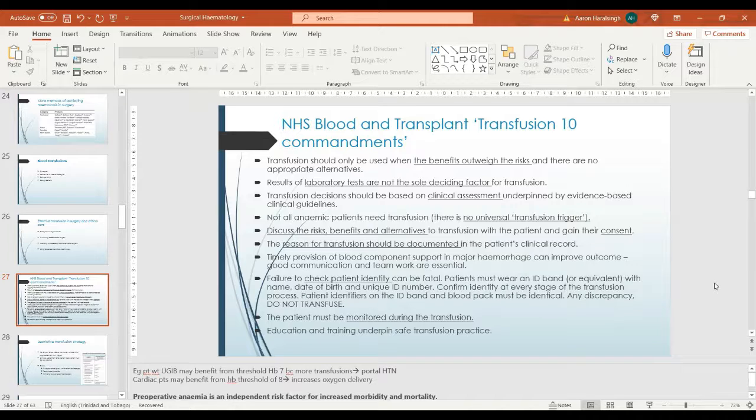Also, knowing that the failure to check patient identity can be fatal. You must check the patient's ID band, you must cross-check the name, date of birth, medical registration number, and confirm the identity of the patient at every stage of the transfusion process. If there's any discrepancies, do not transfuse. Also, that the patient should be monitored during the transfusion, and that education and training are the things that underpin safe transfusion practice.